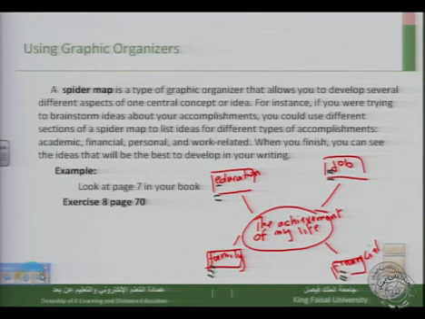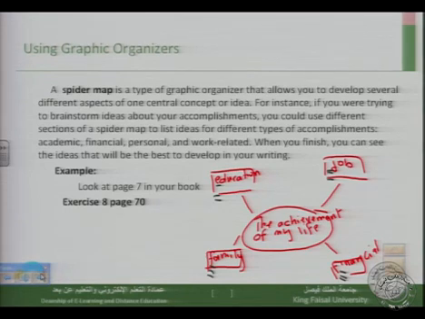A spider map is a type of graphic organizer that allows you to develop several different aspects of one central point or idea. For instance, if you are trying to brainstorm ideas about your accomplishments, you could use different sections of a spider map to list ideas for different types of accomplishments. So you can speak about academic, financial, personal, and work-related. When you finish, you can see the ideas that will be best to develop in your writing. And here, the ideas that you write more about are the better to write about in your paragraph, okay, or to develop in your writing.